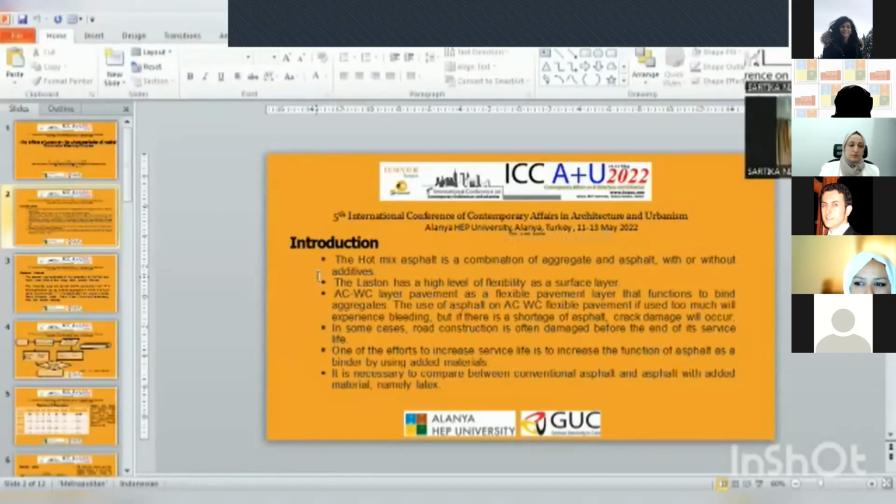One way to increase surface life is to increase the function of asphalt as a binder by using an added material. It is necessary to compare conventional asphalt and asphalt with added material, namely latex.